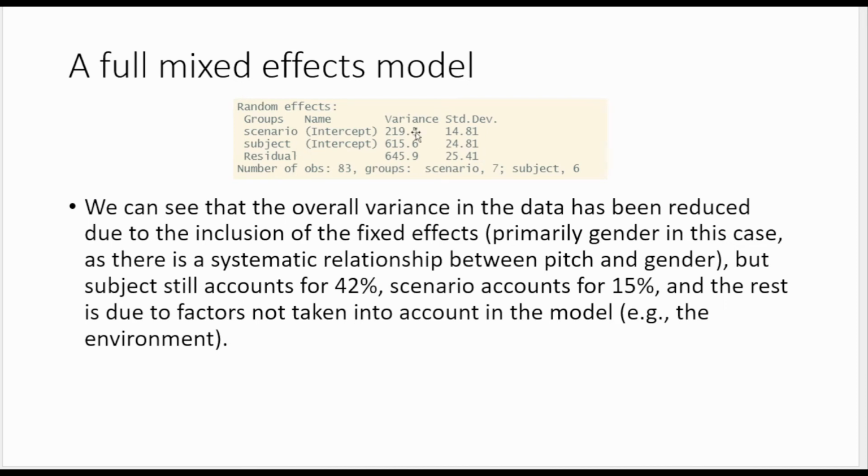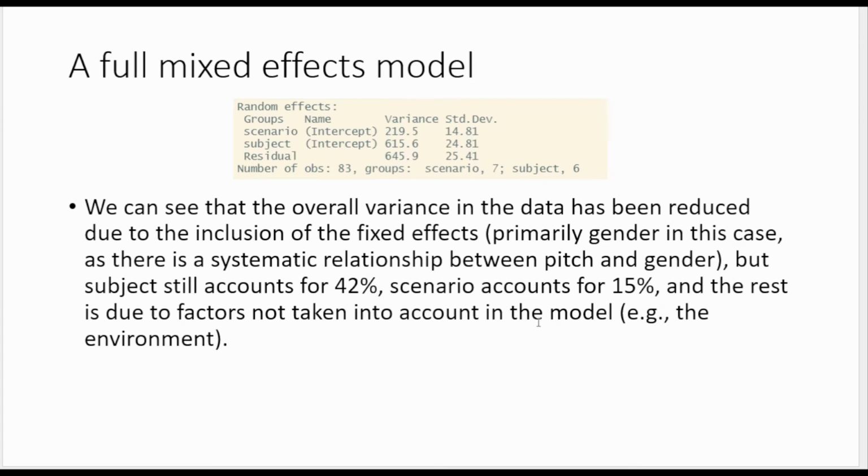So we can see that our variance right away, we can see that it is reduced substantially, particularly for the subject. So we can see that our overall variance in the data has been reduced due to the inclusion of fixed effects, primarily gender in this case, as there is a systematic relationship between pitch and gender. But subject still accounts for 42% of the variance. Scenario now accounts for 15%, so it's an increase from 4%, and the rest is due to factors that we have not taken into account.